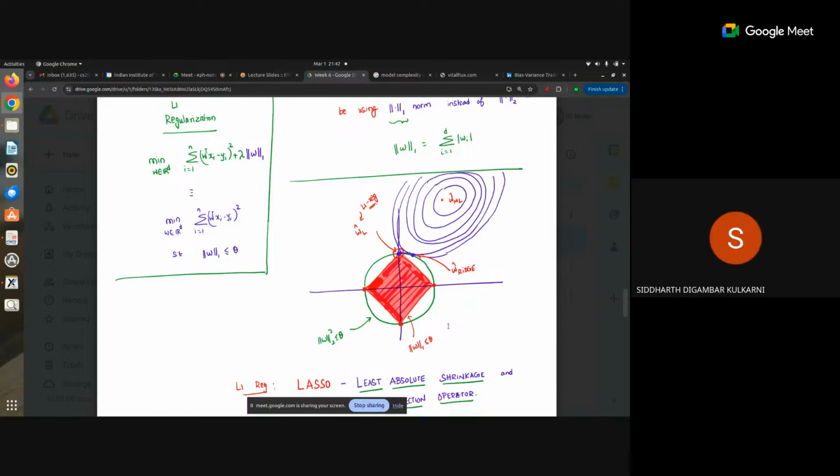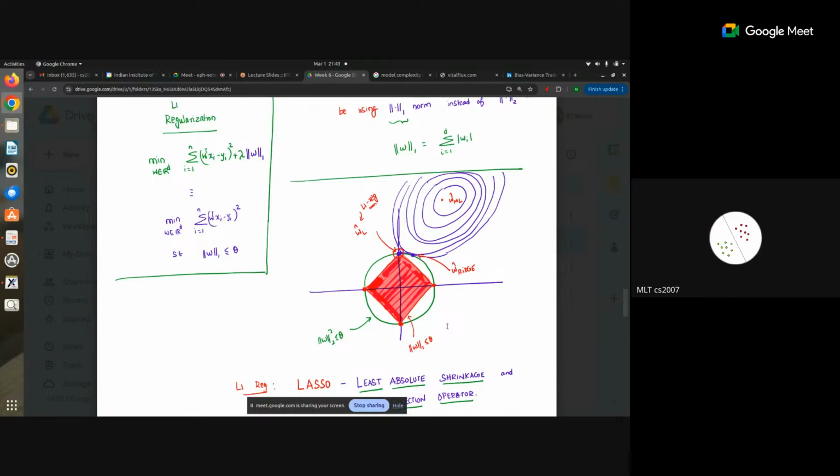My question is, will it always touch at the corners only for Lasso? No, it is not the case. It can touch the sides also, right? But if it touches the sides, then at least one of the features has to go to zero, right, sir? Because there are only two features, so one feature has to go to zero.